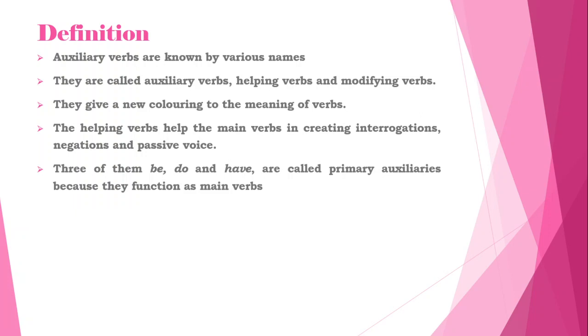Then do is again a verb, a doing verb, right? Do again has 2 forms. In the present tense it is do and does, and in the past tense it is did.